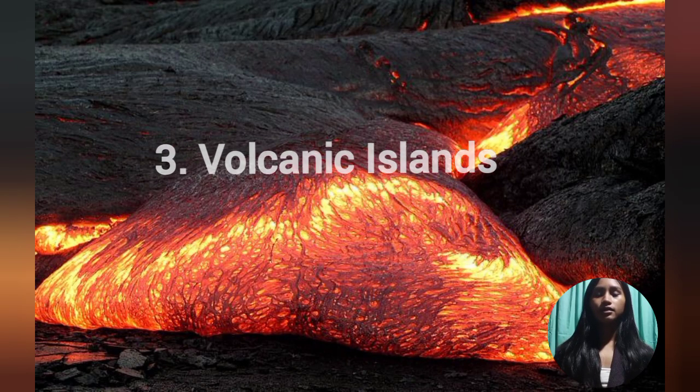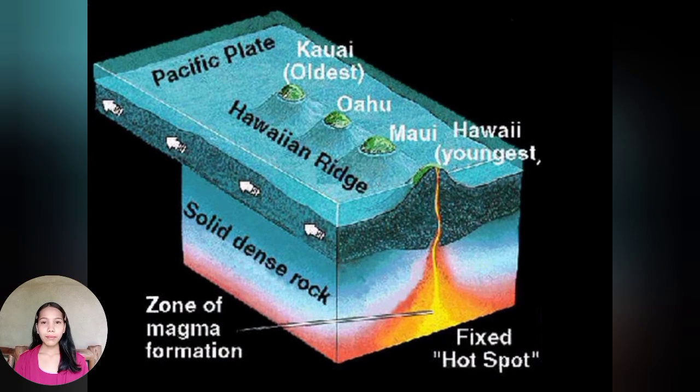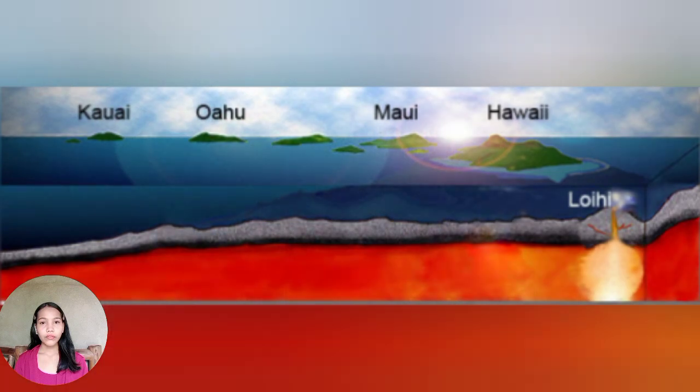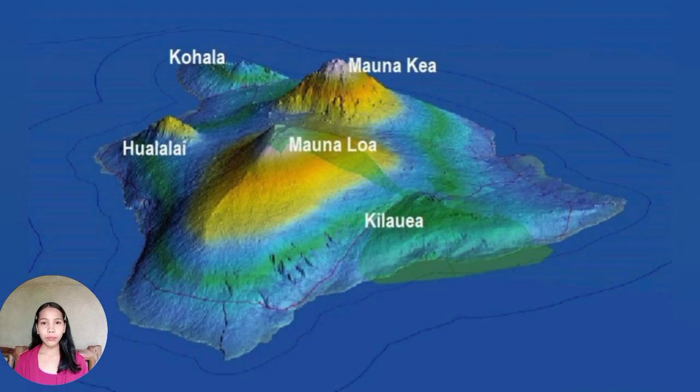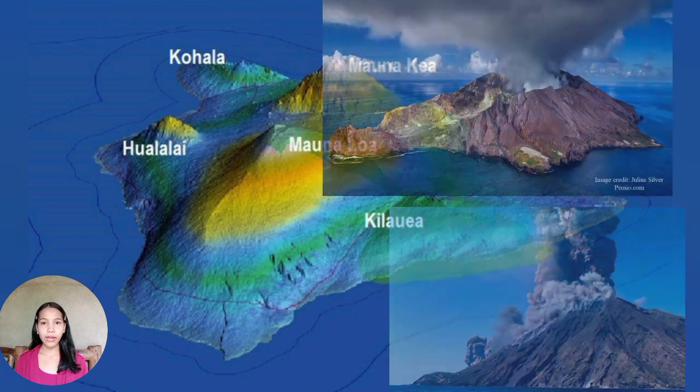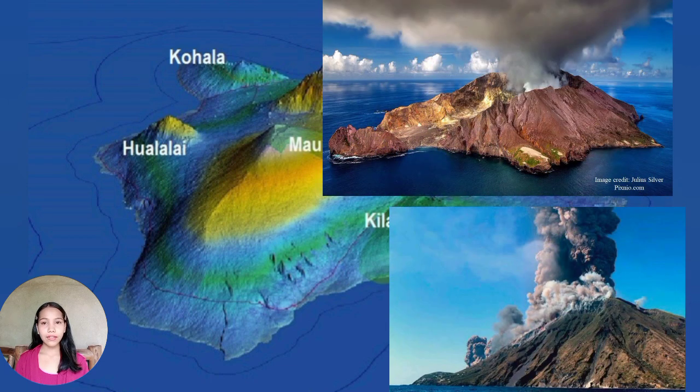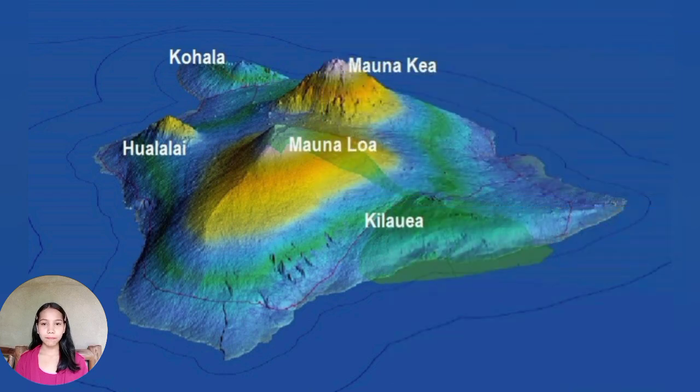Number 3. Volcanic islands. Magmatism leads to the formation of volcanic islands. When volcanoes erupt underwater, they can build up over time and break the ocean surface to form islands. The Hawaiian Islands are a prime example of land masses formed through this process.